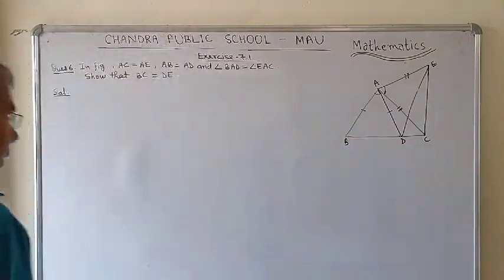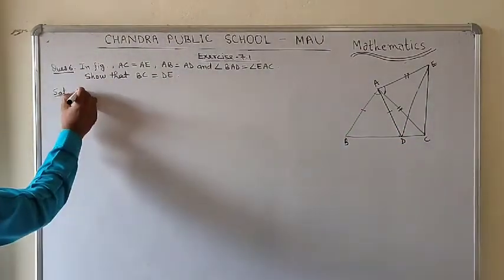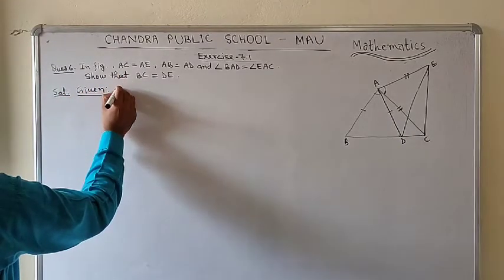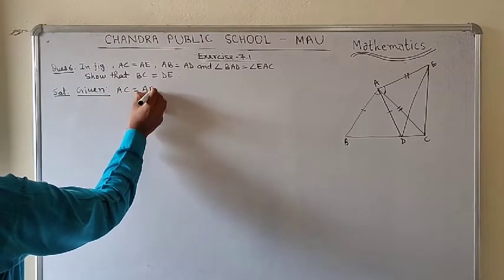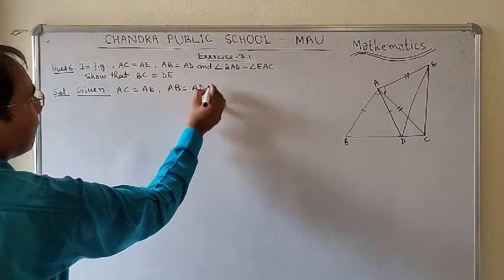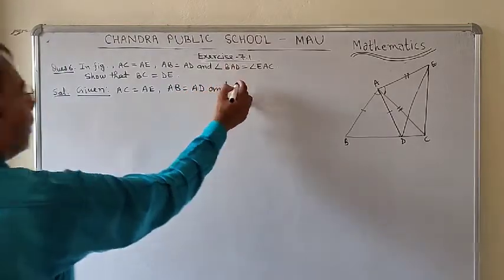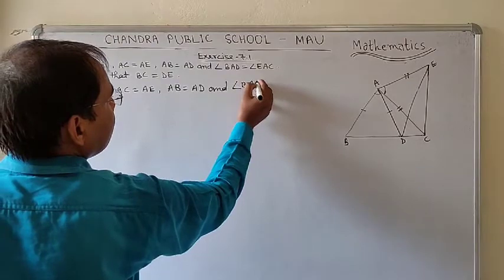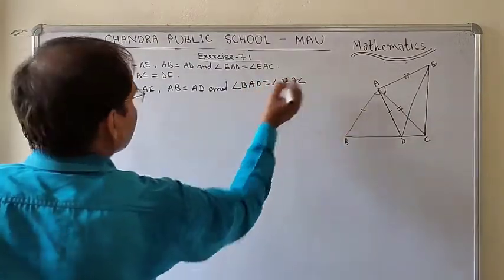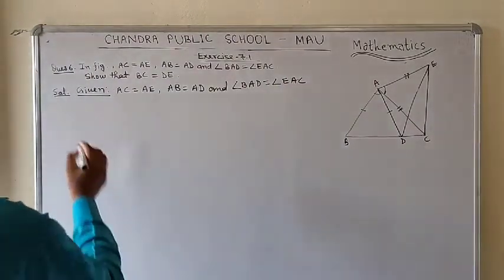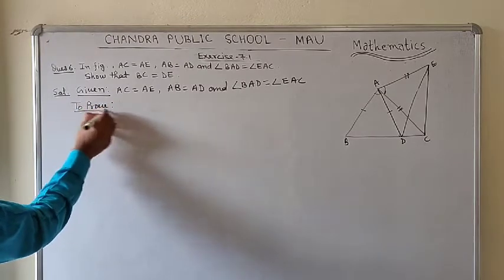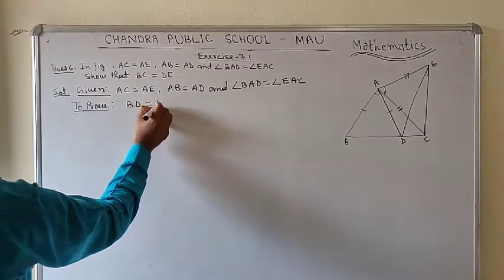So first I am going to start the solution. We will start from the given. In the given, you write whatever is given in the question. It is given that AC equals AE. Next, it is given that AB equals AD and angle BAD equals angle EAC. So these three things are given equal in the question, and you need to prove that BC equals DE.